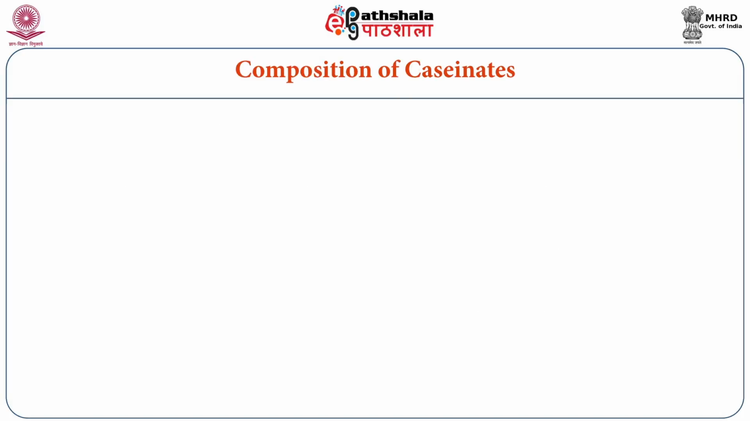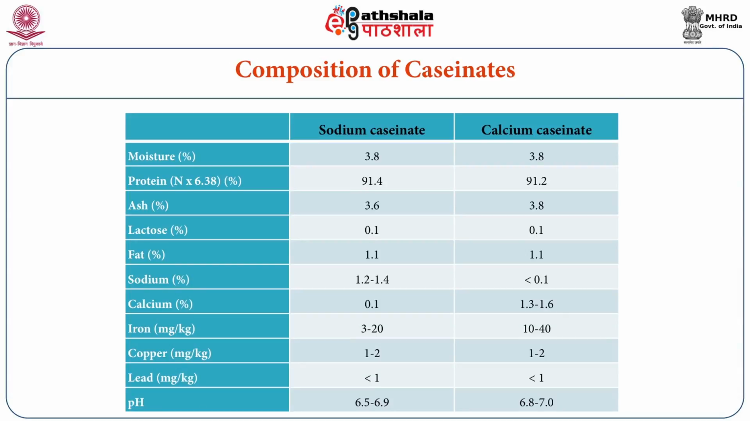Now let us see composition of caseinates, especially sodium caseinate and calcium caseinate. The quality standards for sodium caseinates may vary from country to country. In this slide, the typical composition of sodium caseinate and calcium caseinate is shown, which were prepared from well washed acid casein. The moisture content for safe storage of dried caseinates should be less than 4%. So, in this case, the moisture content of sodium caseinate as well as calcium caseinate was found to be 3.8%. The protein content of both the calcium caseinate as well as sodium caseinate was nearly 91%.